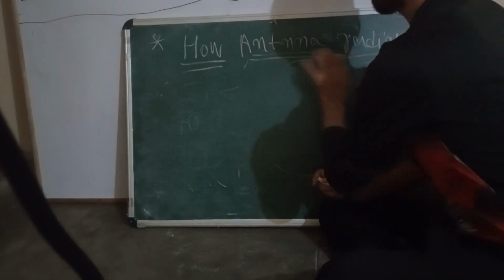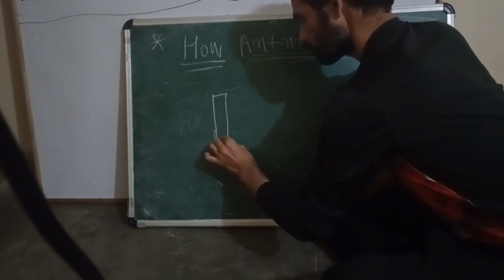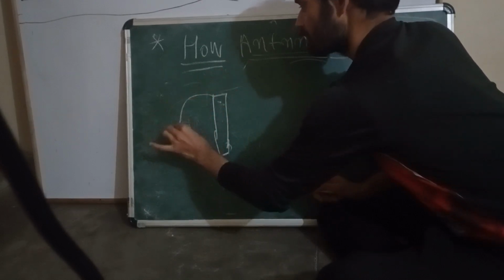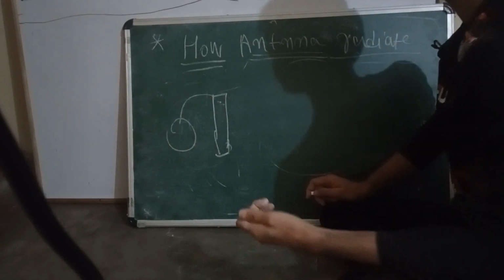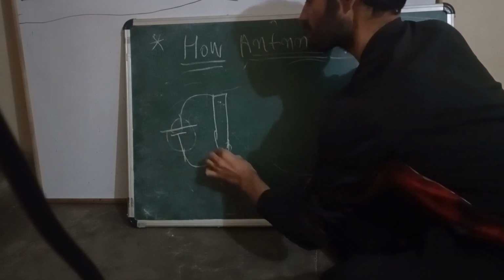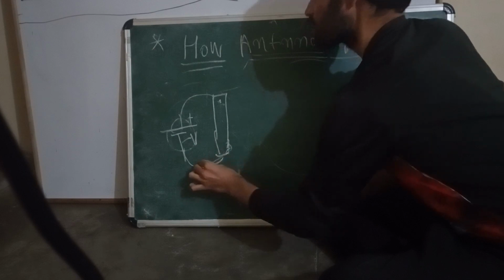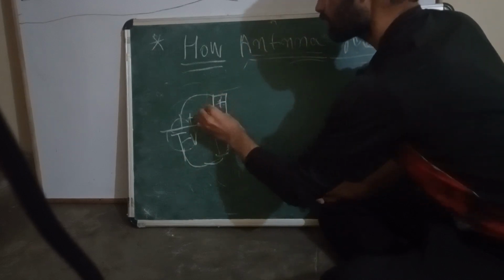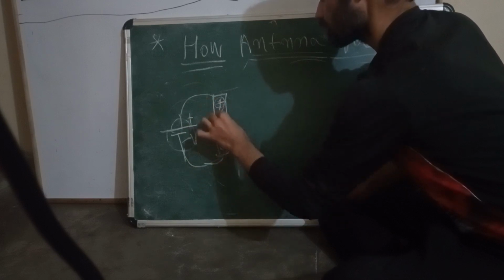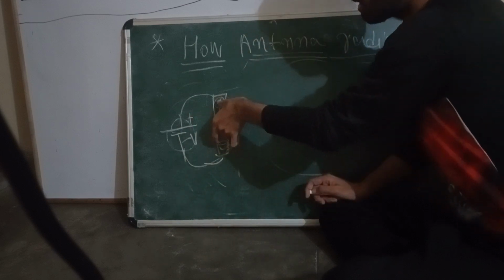So now see here about the antenna. Let's say I have one conductor, and in this conductor I will apply some supply. Let's say I am first applying a DC supply to this conductor. Now there is a positive charge and a negative charge. What will this charge do? This charge will move toward each other. They will come to each other.